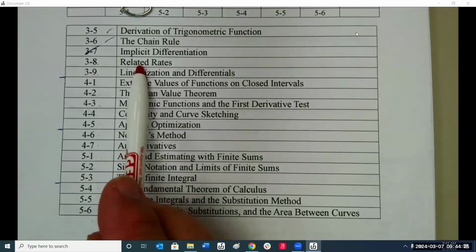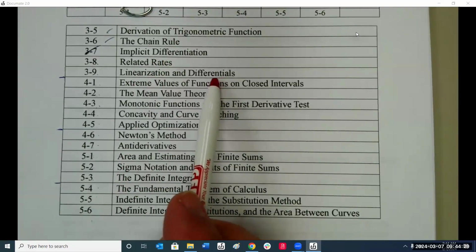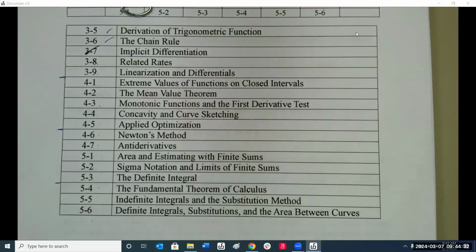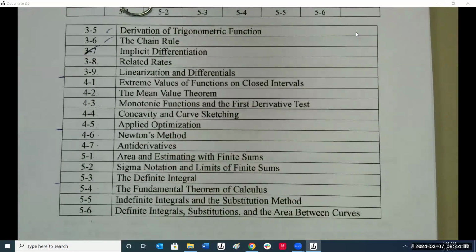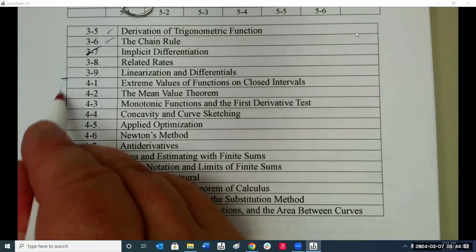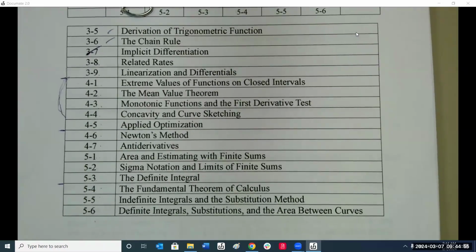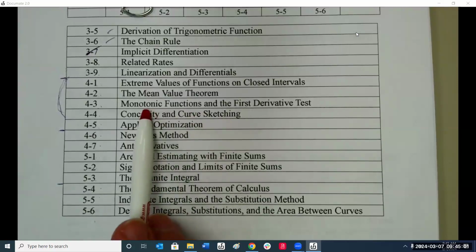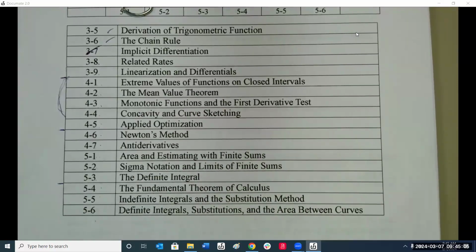Because we're going to finish up the chapter, related rates and linearization. And then we start more application problems. Mean value theorem isn't going to take that long. Monotonic functions and first derivative test, concavity. Chapter 4 really shouldn't take that long to finish. At least up to this stuff here, I think we can even do it in one day, because it all builds on itself. The concavity and curve sketching, monotonic functions, first derivative tests, they follow each other. So it's just straightforward. Extreme values on closed intervals, mean value.